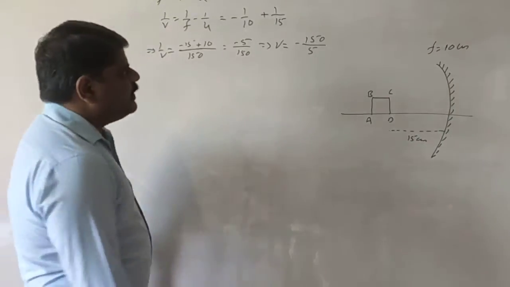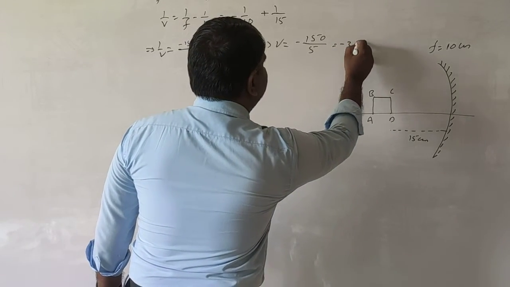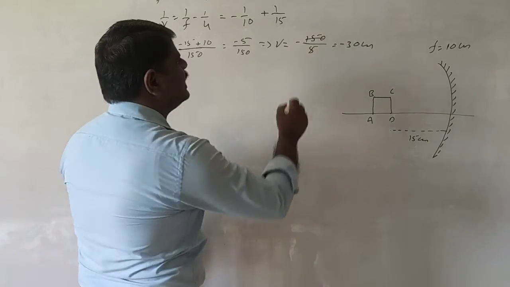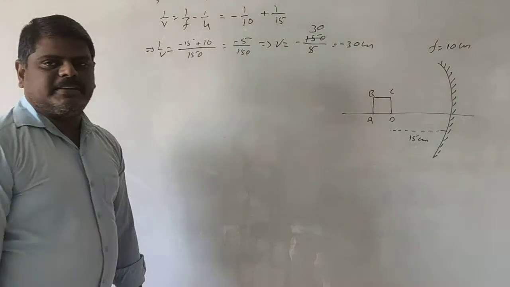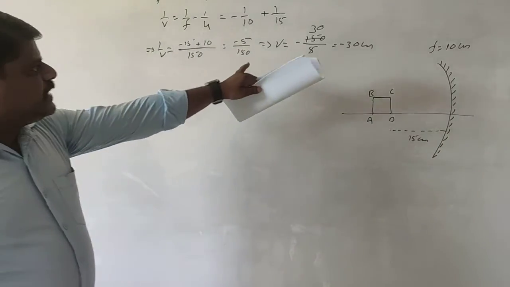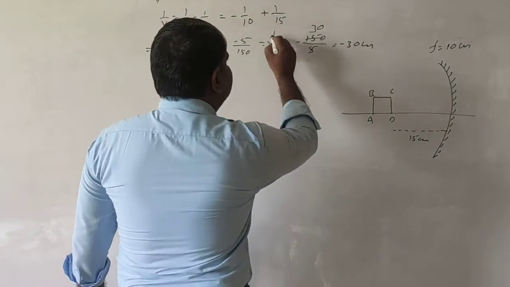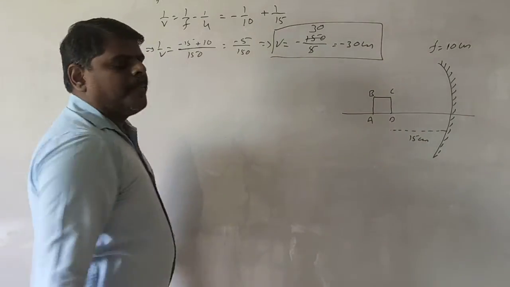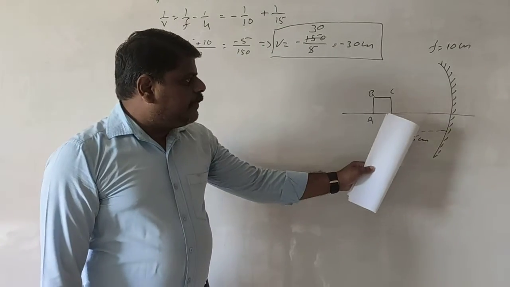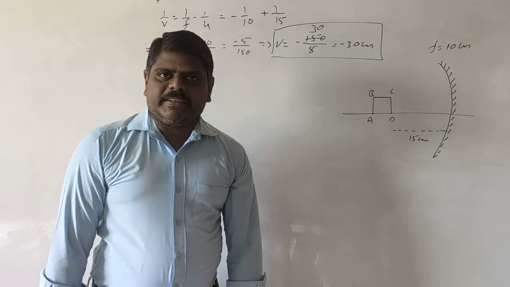Minus 150 by 5, that is nothing but minus 30 centimeters. If I cancel it, you are going to get 30 centimeters. So that means the image distance V is equal to minus 30 centimeters that you are calculating. So the image is going to be produced at a distance of 30 centimeters.